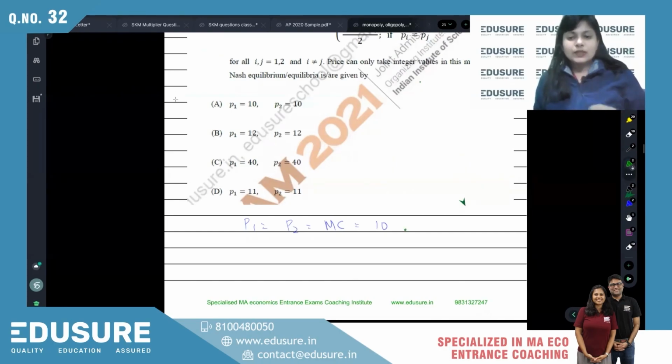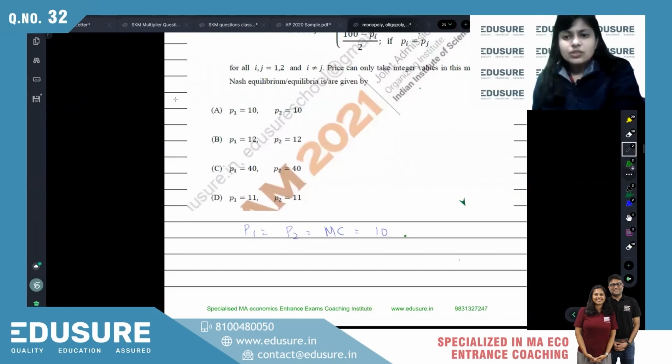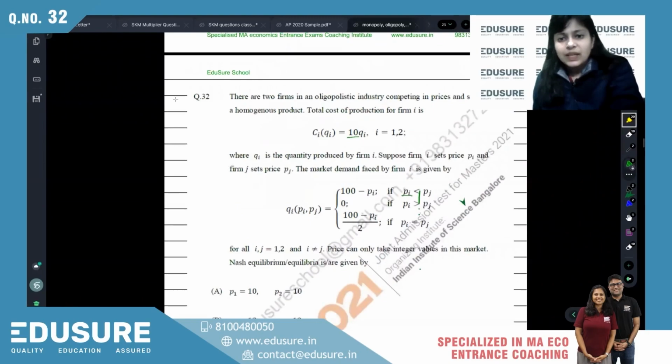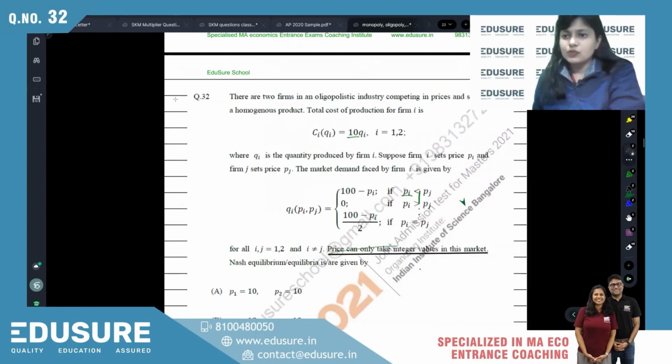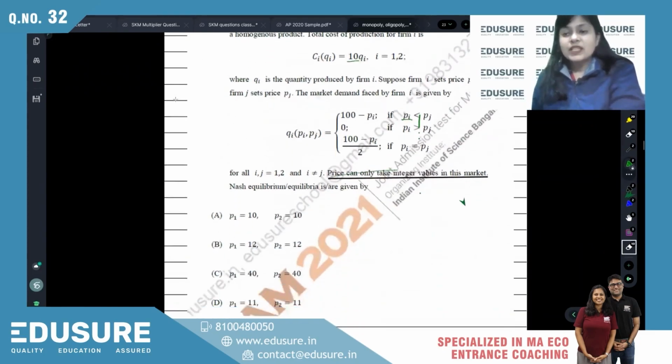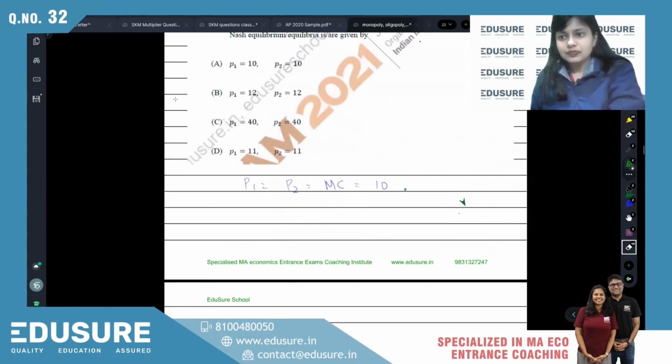So usually क्या होता था, that is, in this question there is a difference. In this question, they have said that prices can only take integer values. Okay, please note this down. Prices can only take integer values. Okay. Now this is not how things usually function. जब हम अपनी Bertrand की theory पढ़ते थे, price was infinitely divisible. Okay. So usually prices infinitely divisible.